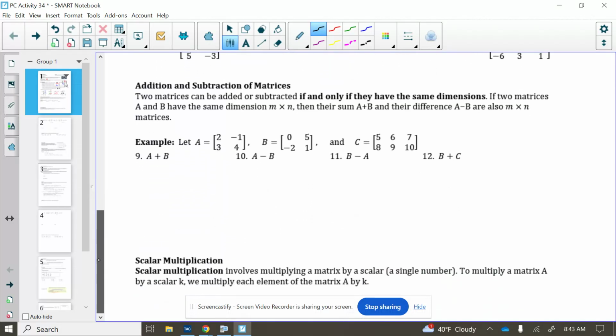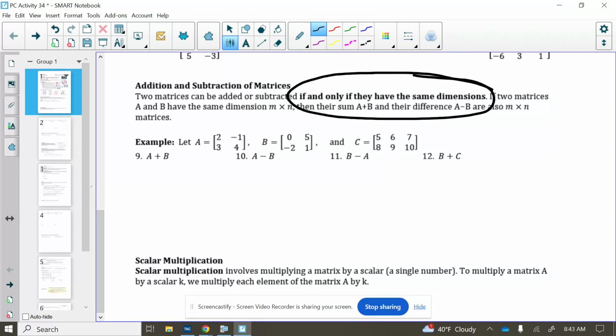All right, now notice with addition and subtraction of our matrices, this can only be done if they have the exact same dimensions, right? We must have the exact same size, and then you are going to add or subtract the corresponding entries in each. So for number 9, we are good to go because these are both 2 by 2 matrices, and if we want to add them, they match, so that's going to work out for us.